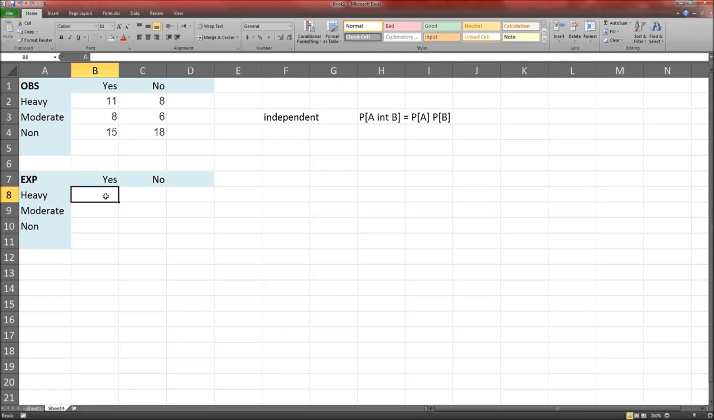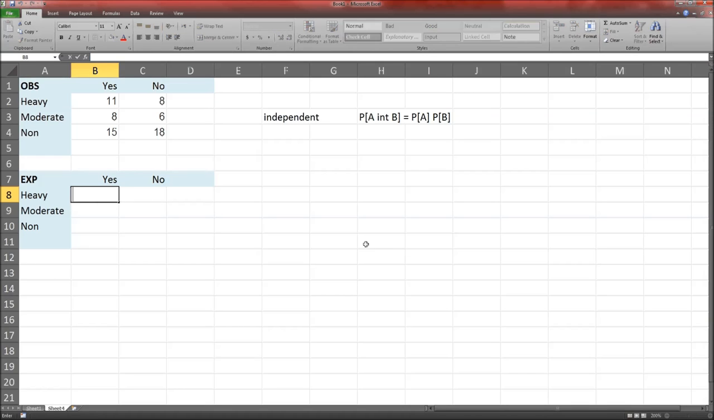If the yes-no is independent of heavy, moderate, non, then what goes in there is just the count for A intersect B. What is the count for A intersect B? It's going to be the probability of A intersect B times the sample size. The count is the probability times the sample size. Well, what is the probability of A and what is the probability of B? Heavy is 19, 11 plus 8, over 66. B, yes, is 34 over 66.